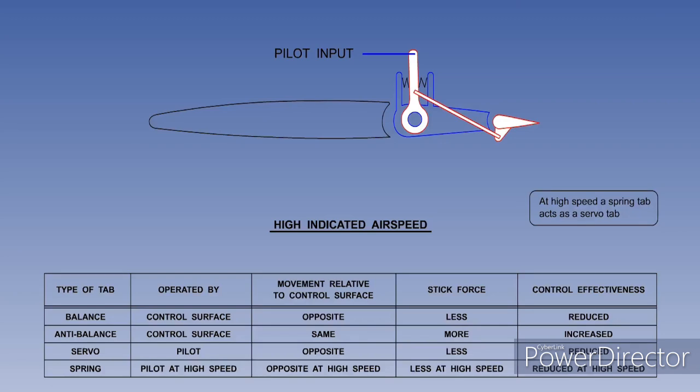At high IAS, the servo tab reduces the hinge moment, the stick force and control feel. The spring tab can also be used for manual reversion in the event of hydraulic failure to powered flying controls. This will be discussed in detail in the next lesson.